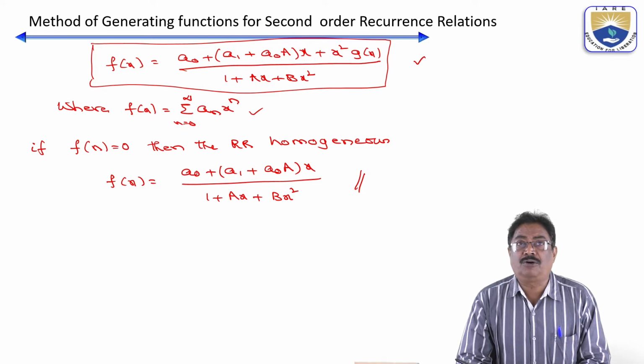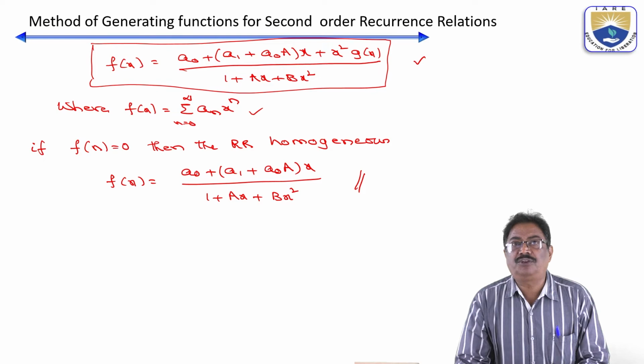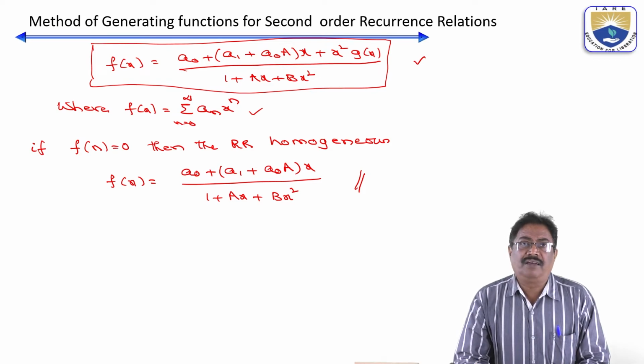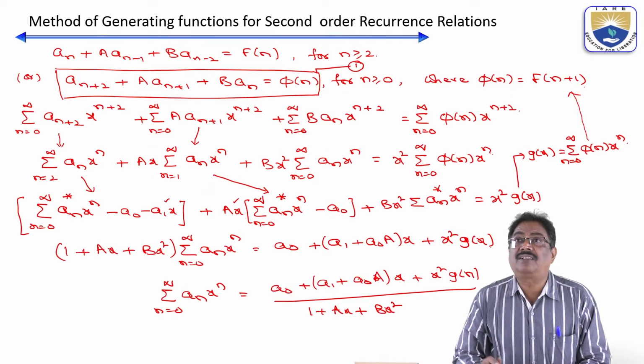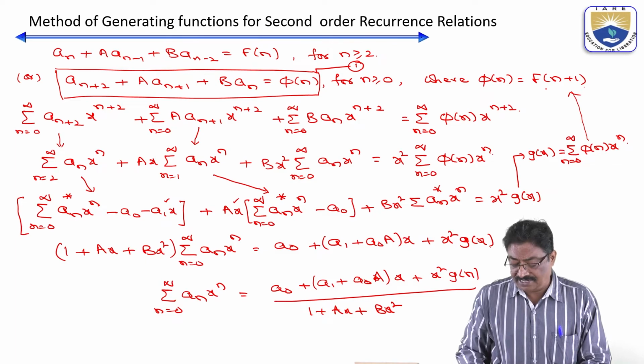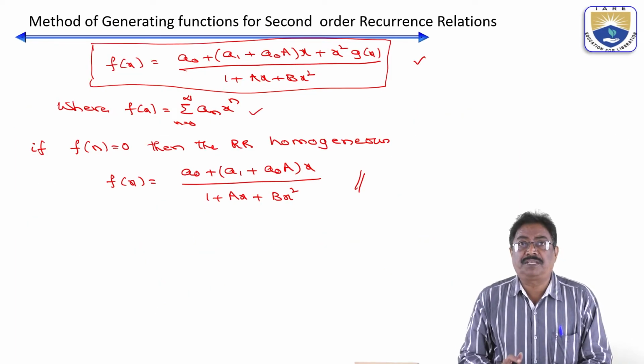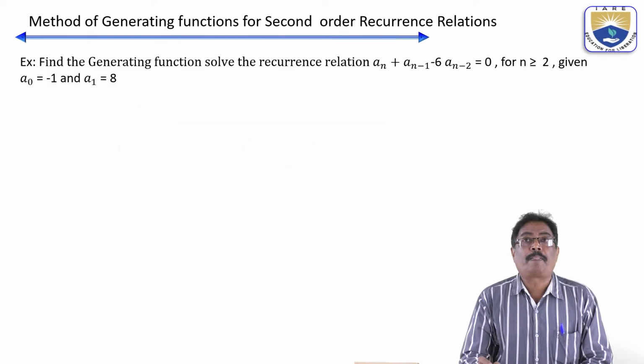We put it as 0 because there is no function. f of n is 0 means there is no function, which means f of n plus 1 is also 0. Subsequently, phi of n is also 0. So we can say that this term will vanish. So subsequently we are going to get this.